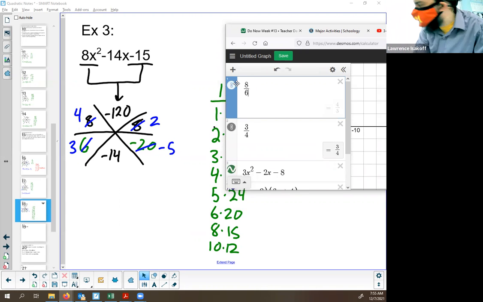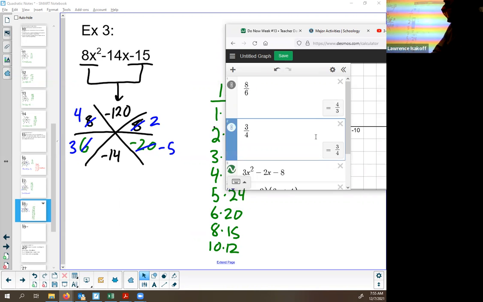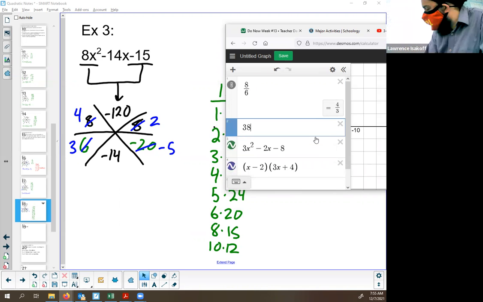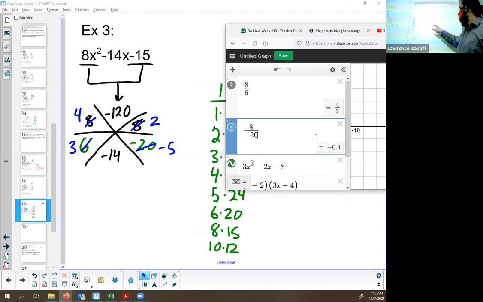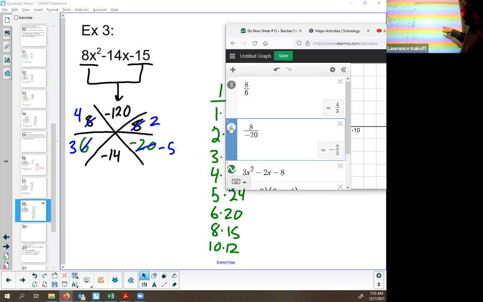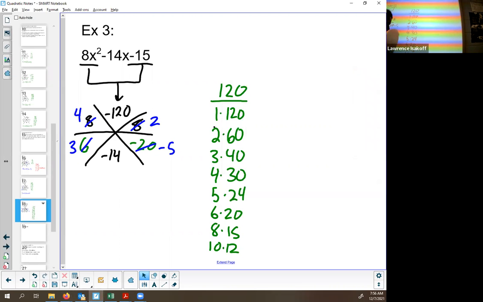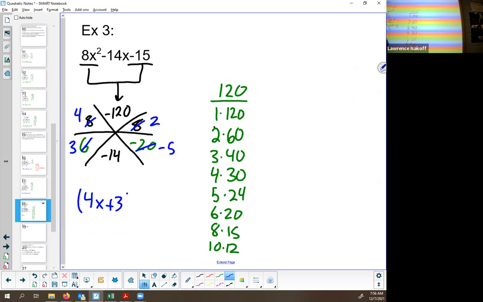8 over 6 reduces to 4/3. 8 over -20. Oh, that says -0.4. Oh, there we go. Hit the fraction. And now it's saying -2 over 5. So we did reduce those correctly. So that gives me a factored form. There's still 4 here. So 4x plus 3 times 2x minus 5.